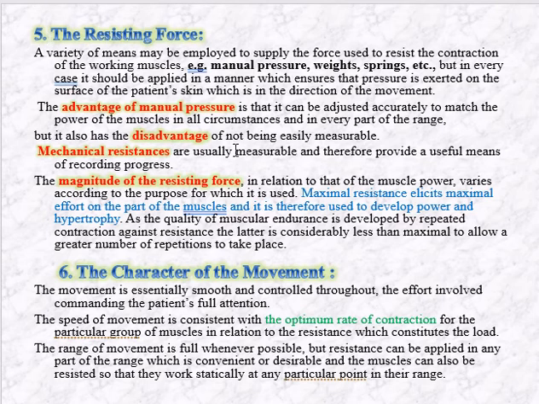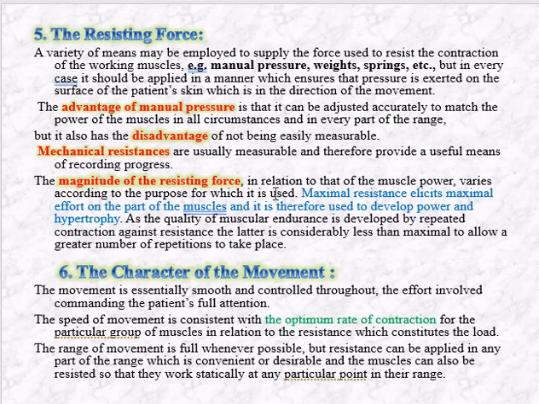What is the advantage of manual pressure? The advantage of manual pressure is that it can be adjusted accurately to match the power of the muscles in all circumstances and in every part of the range. But it also has the disadvantage of not being easily measurable. Mechanical resistances are usually measurable and therefore provide a useful means of recording progress.